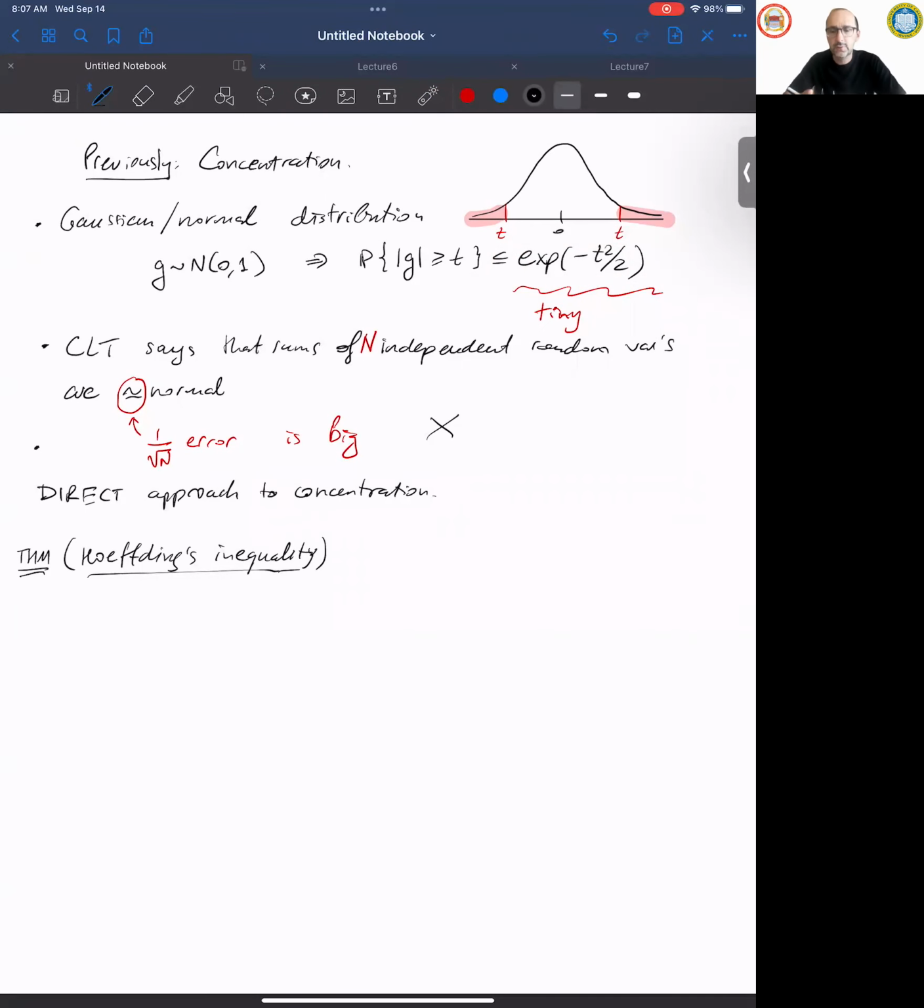In this version of Hoeffding's inequality, just to make it more dramatic, we will work with distributions that are as far from Gaussian as possible. Gaussian is very smooth and continuous. We'll work with the simplest discrete distribution, namely Bernoulli.